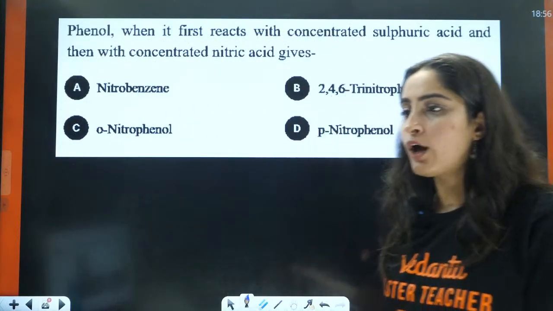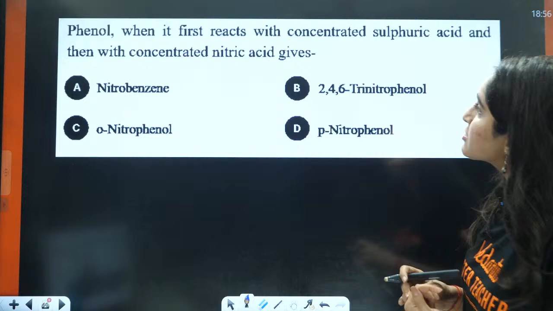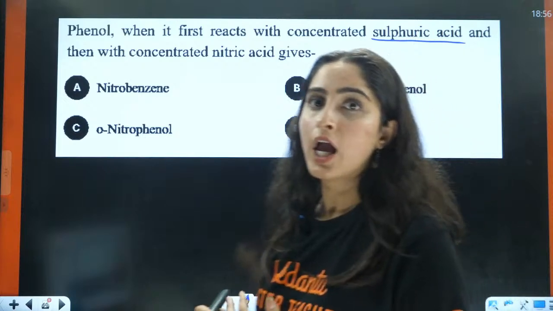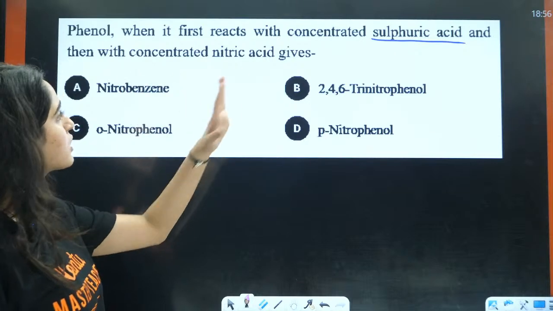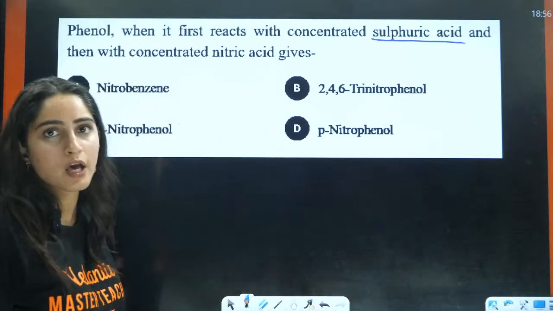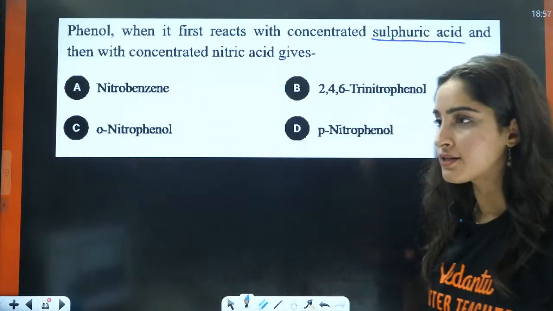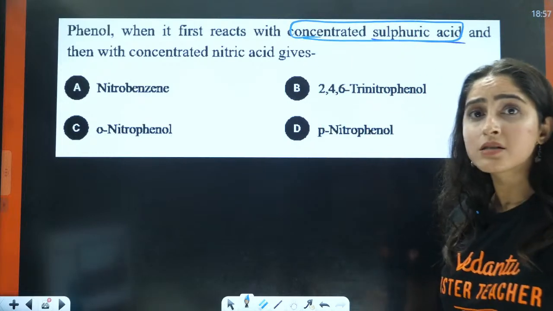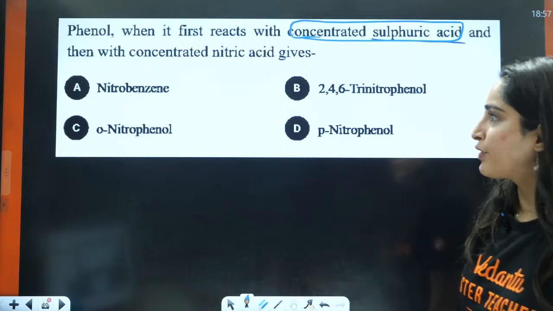Okay guys, now let us see phenol when it first reacts with concentrated sulfuric acid and then with concentrated nitric acid. If it reacts first with concentrated sulfuric acid, what will it give us? Everybody in the chat box, what will it give you? We have done this reaction just 10-15 minutes back. When phenol reacts with concentrated sulfuric acid, it is going to give us sulfonic acid. Then with concentrated nitric acid, it is going to give you which thing?